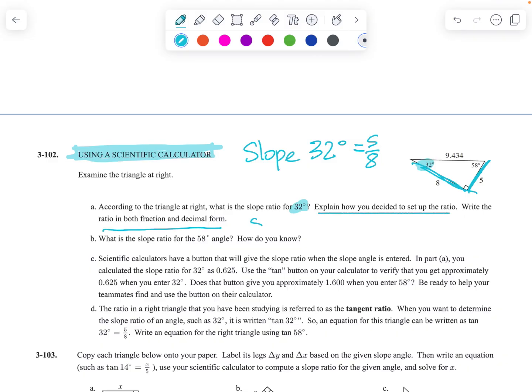Okay, I'm going to write it down here. I'm going to say slope of 32 degrees is 5 over 8. I'm going to go to my calculator. I'm going to put that into my calculator, and I'm going to get the decimal for 5 over 8. And as it turns out, 5 over 8 is 0.625. Okay, we are done with question A. Question B. I'm going to erase this. Oh gosh.